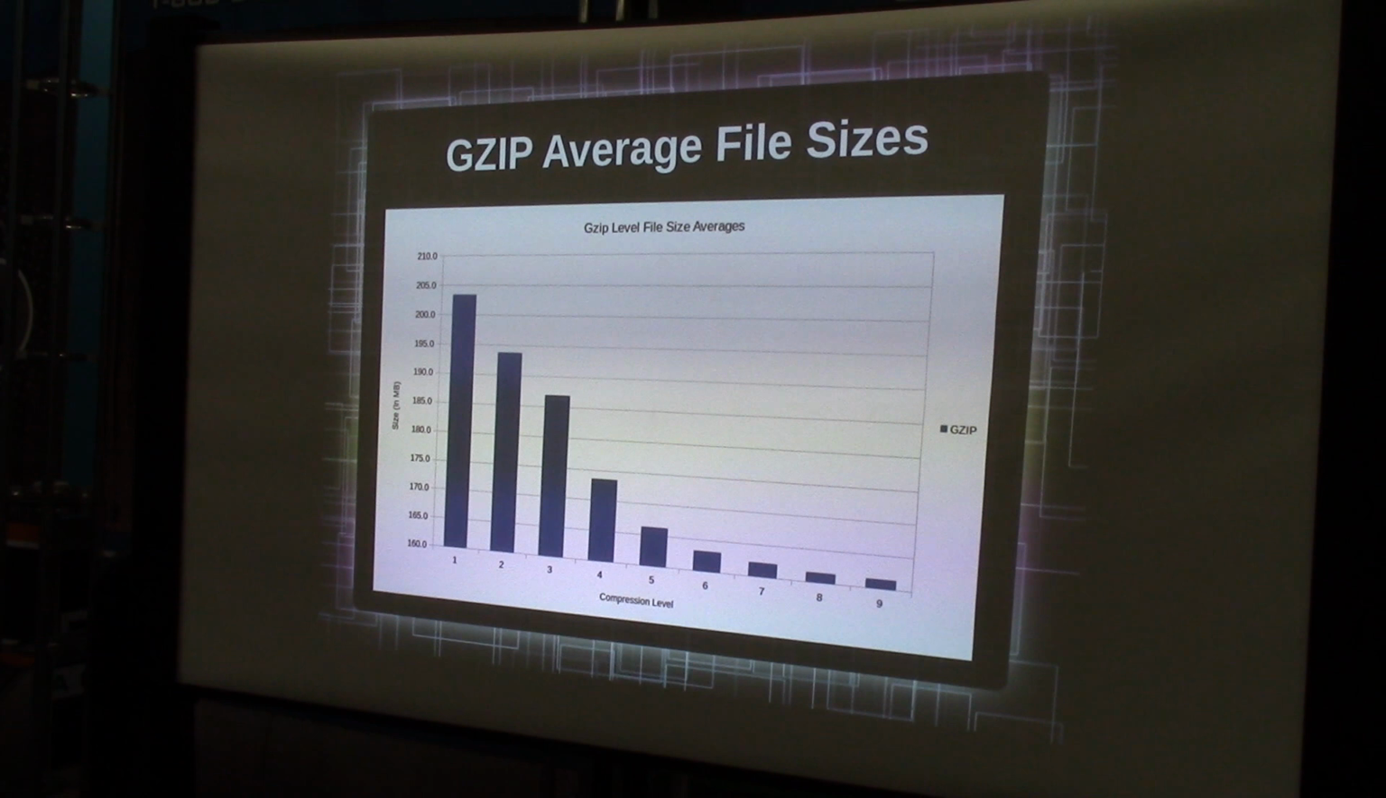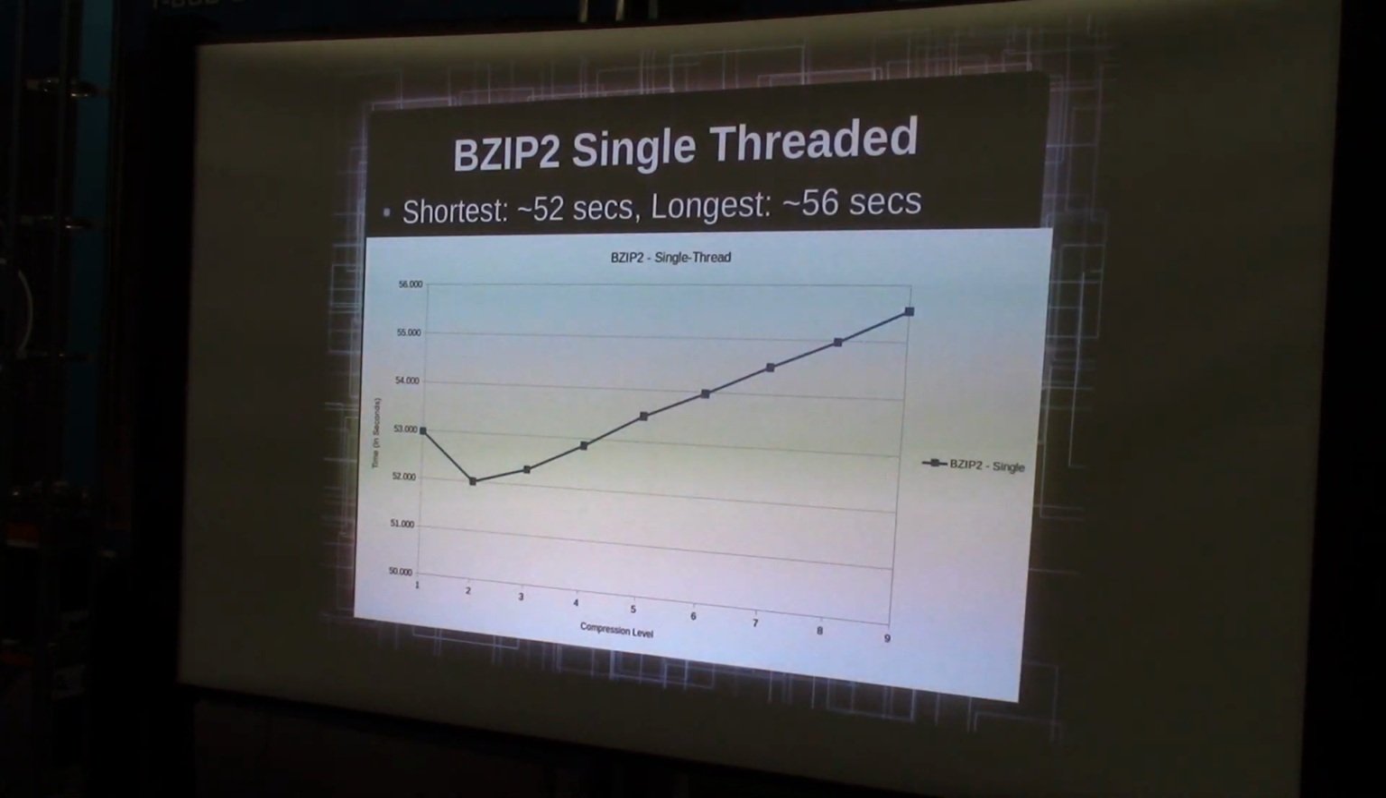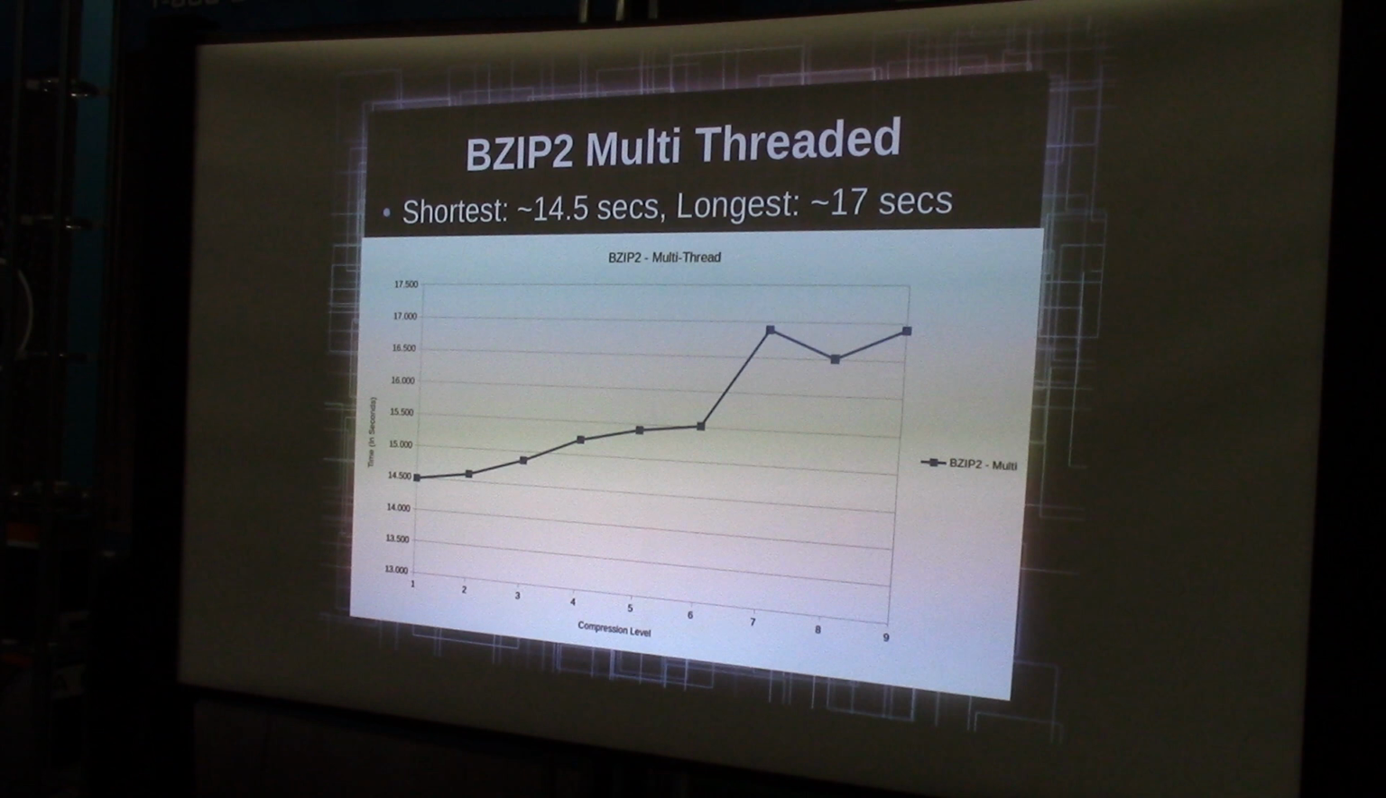BZIP2 I did as well, and it had some weird reactions with this one. This was single threaded, with level 1 taking more time than levels 2, 3, and 4. I don't know why, but it's interesting. Even more interesting was that when we multi-threaded, there's a spike at level 7. I'm not sure why, but that still happened either way.